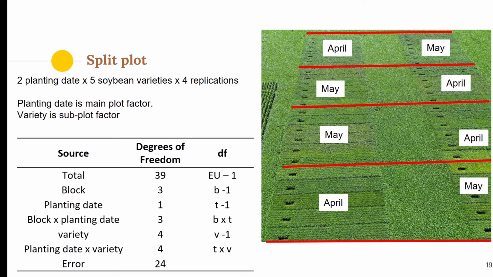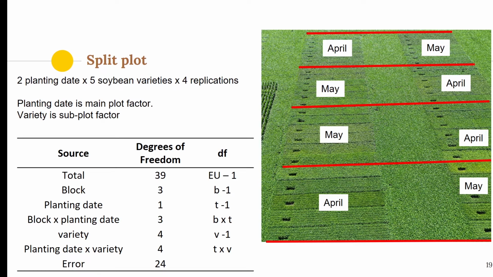So looking at the partitioning of the degrees of freedom, the total degrees of freedom is 39 because we have 40 experimental units minus 1. We have 4 blocks, so B minus 1, we have 3 degrees of freedom. We have 2 planting dates, so our degrees of freedom for planting date is 1. We have a block by planting date interaction, so we have to partition degrees of freedom to that interaction, and that is 3 degrees of freedom.